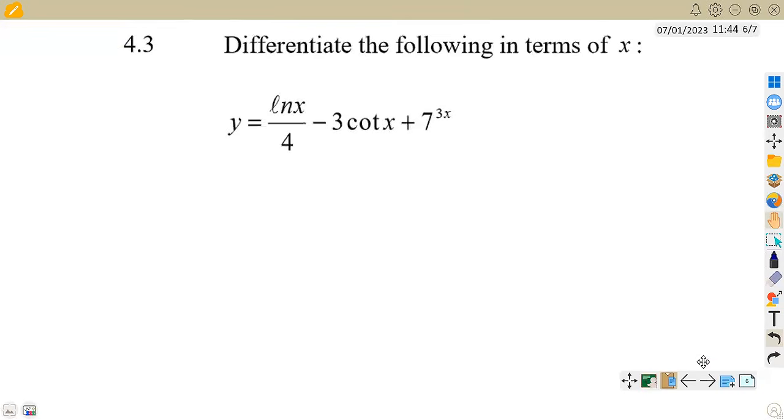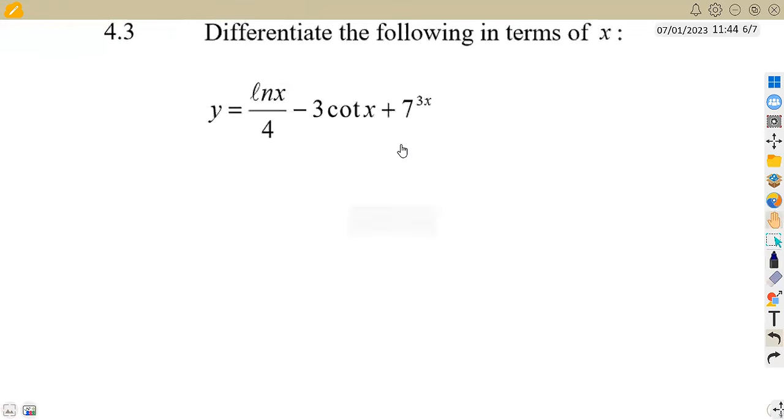Okay, so let's check another part that we are given. So this one, with the information that we have talked about, now we understand this part. Here we are given: differentiate the following in terms of x. y is equal to ln x over 4 minus 3 quarters. So this one is actually in a normal format that we are used to.